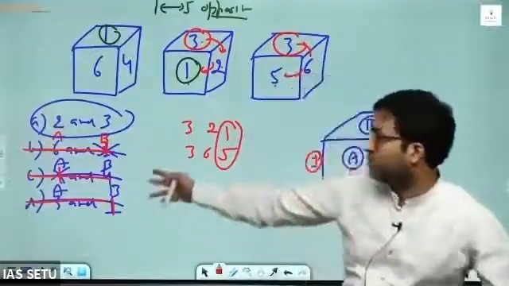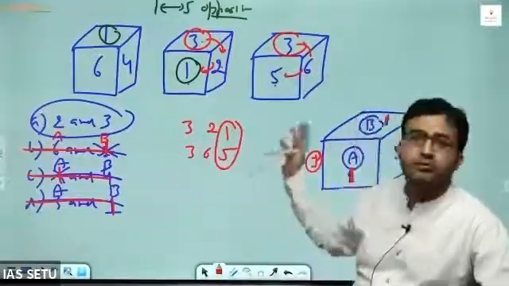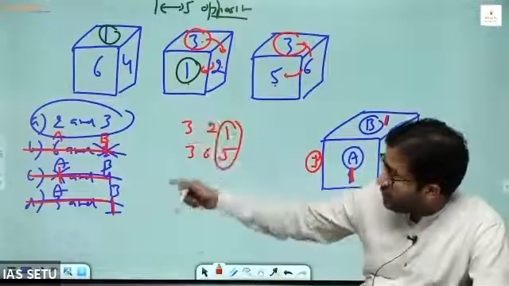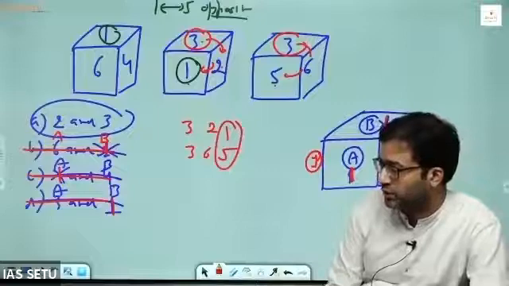Nidhi, if two answer options will not have one, then we have to check with our concept. Then we have to use our brain. Then we have to check from the answer options which one is correct.